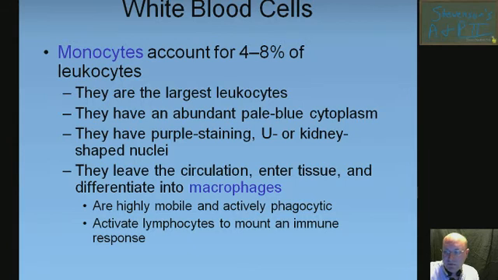Monocytes account for 4 to 8% of total leukocytes. They are the largest of the white blood cells, and they have an abundant pale blue cytoplasm. They also have purple staining U or kidney-shaped nuclei. We'll see those in just a second. And they leave the circulation of the blood, enter the tissue, and then differentiate into macrophages. Macrophages are monocytes that were once circulating in the blood. Okay, they're highly mobile and are actively phagocytic.